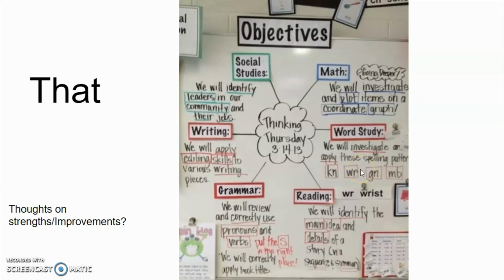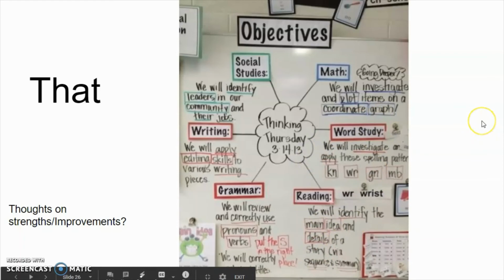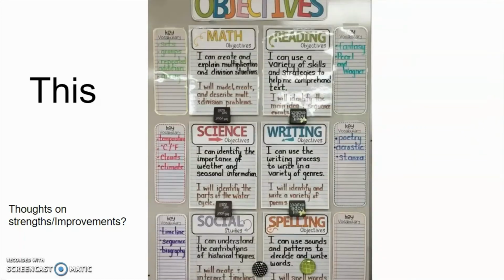Plus, do they really understand what investigate means? A coordinate graph, main idea and details. Do those kids really understand those words? This one is a little bit more improved. So, like I said, they increasingly improve with their detail. I like this one because it identifies key vocabulary for each objective. It has the objective, and then it also includes the criteria, or I guess like the evidence piece with it.